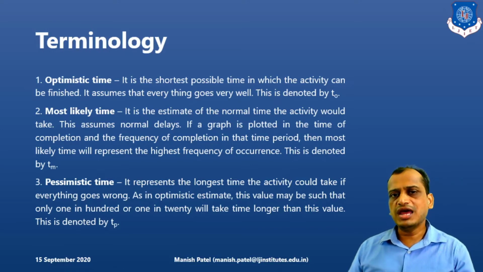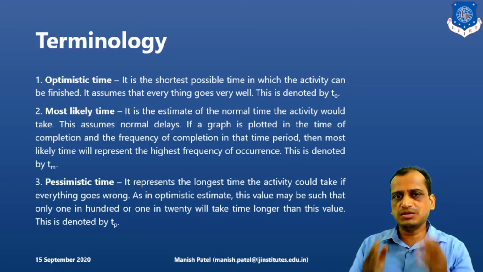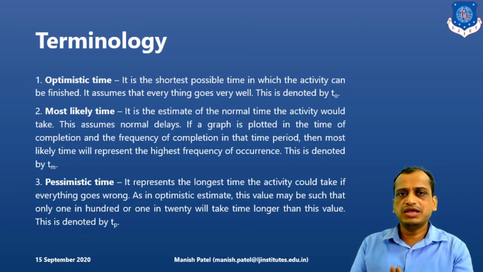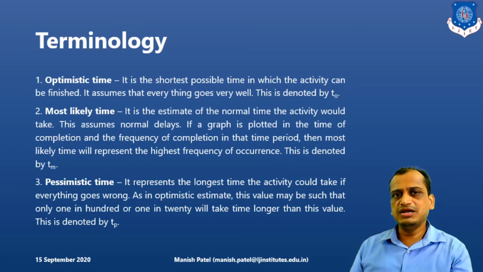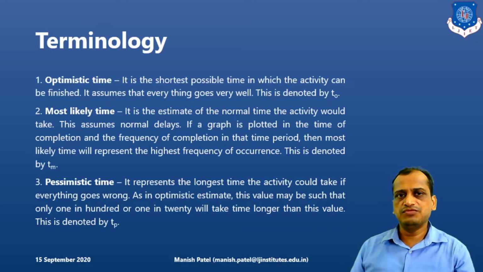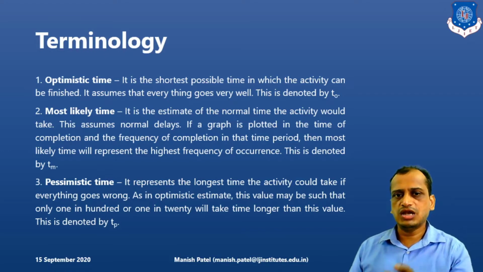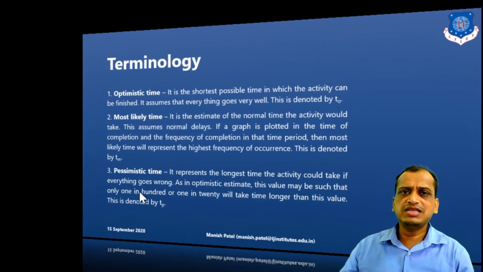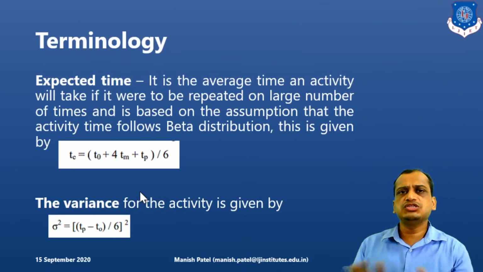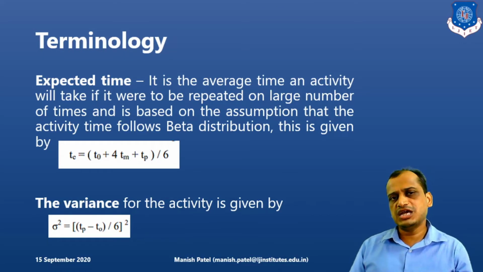In the case of most likely time, it is the normal delay. If we consider normal delays, what will be the completion time of the activity? That is the most likely time. Another one is expected time, which is the weighted average of all three, and the formula is (TO + 4TM + TP) / 6. TO is the optimistic time, TM is the most likely time, and TP is the pessimistic time. Remember this formula so that you can easily apply it in examples whenever they are asked.